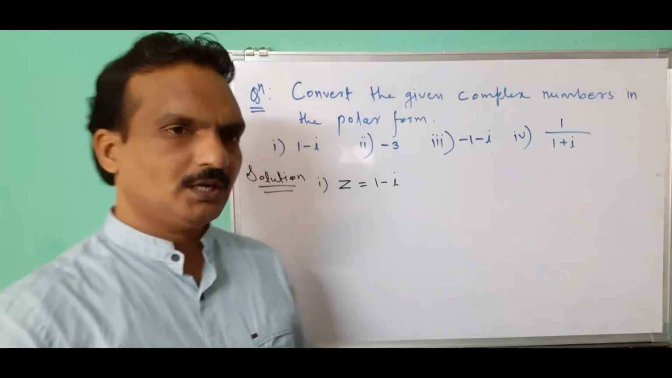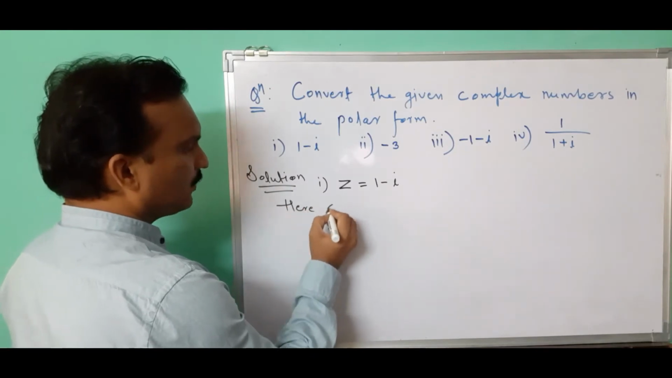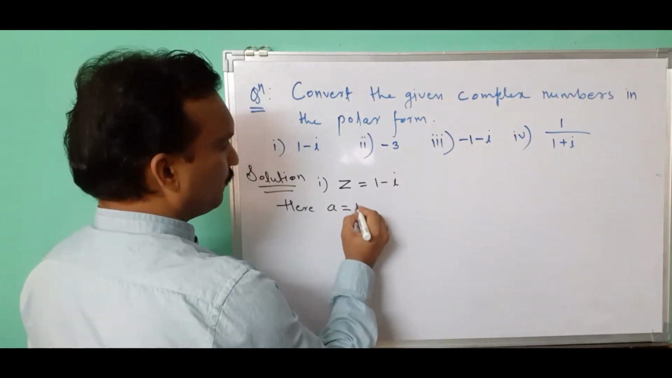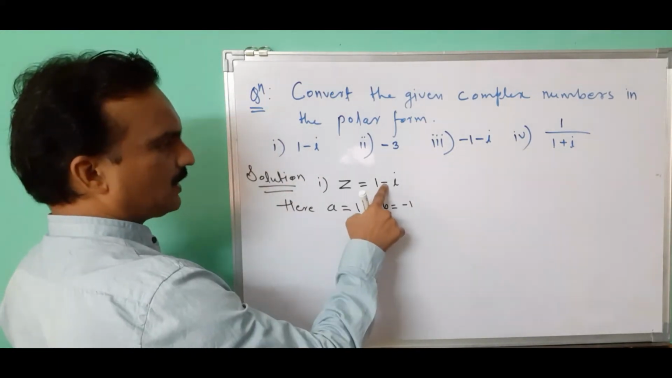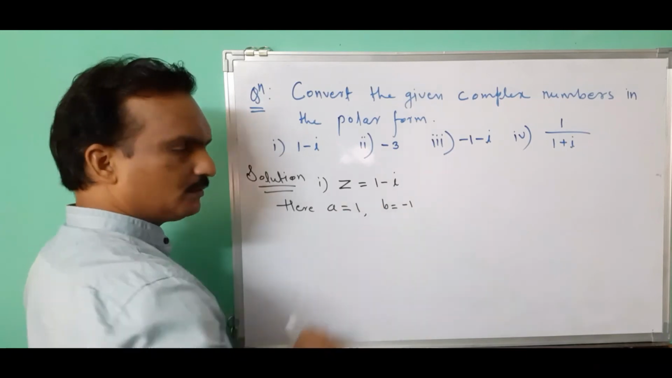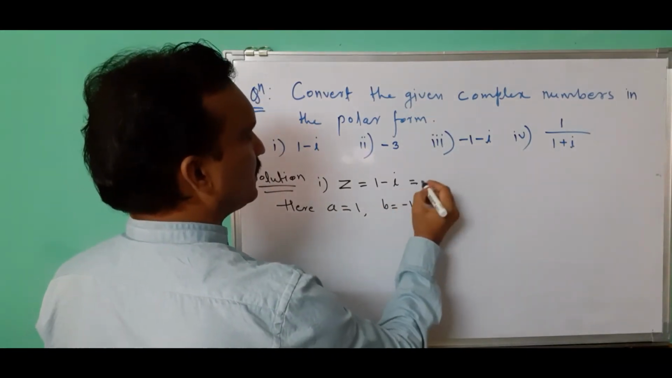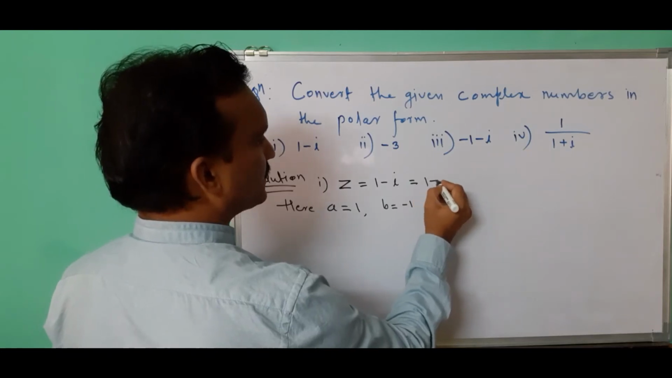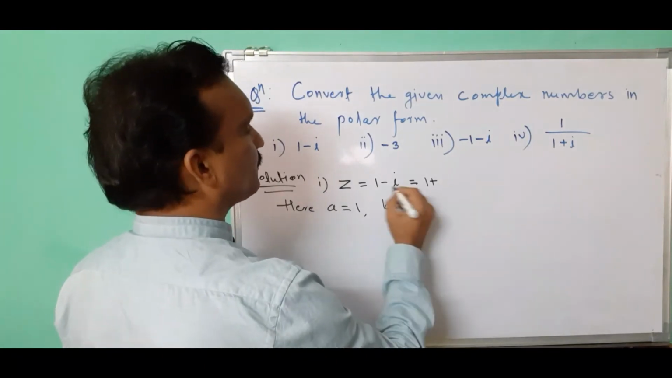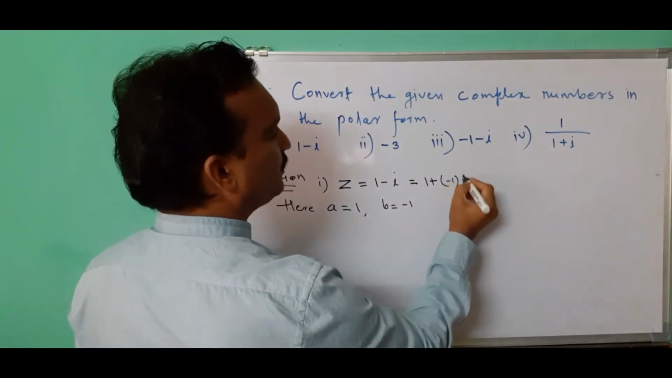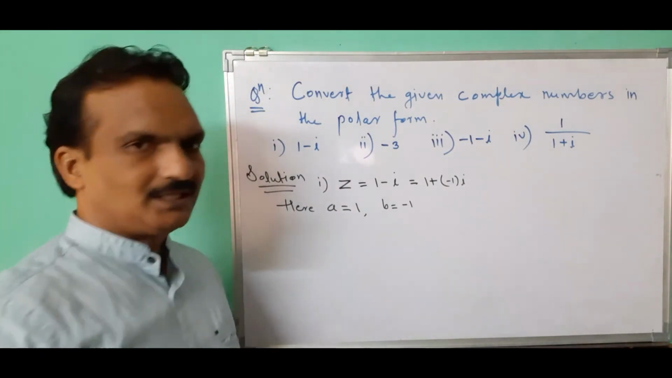Okay, so here what is the value of a? 1. And what is the value of b? Minus 1. 1 minus i means b is equal to minus 1, because we can write this in the form of 1 plus minus 1 into i, which is a plus bi. So a is 1, b is equal to minus 1.